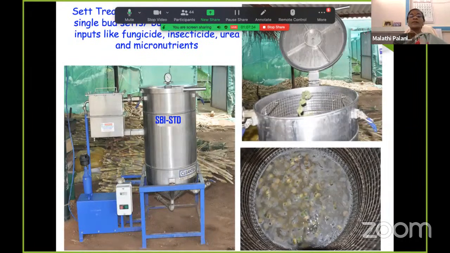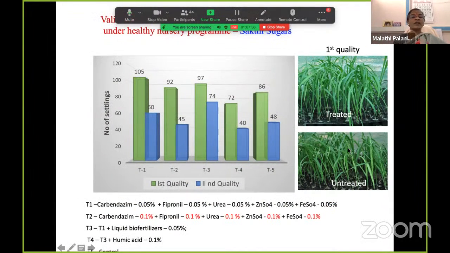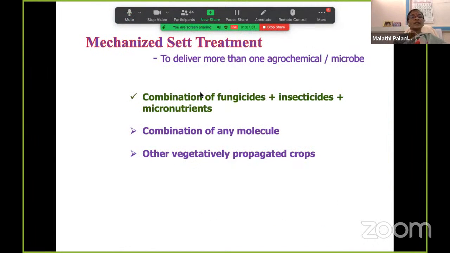Here we can see the treated one and the untreated one. The first quality seedlings were found to be high with the treatment of fungicide, insecticide, and nutrients including urea, zinc, as well as iron. Then after studying this with sugarcane, we could see that it is able to protect the crop in the nursery. It is highly suitable for nursery as well as main field application.